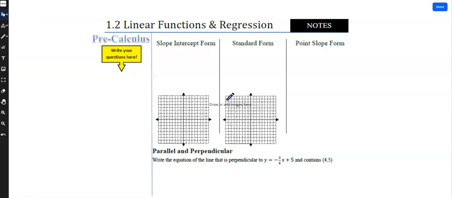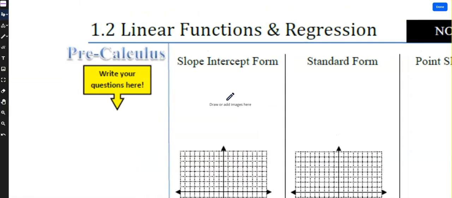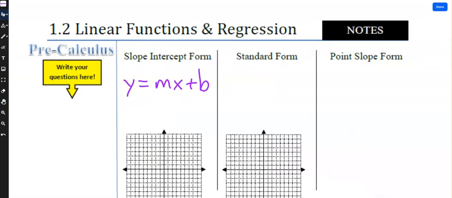So section 1, 2 notes. This one should be fairly obvious because you dealt with it yesterday. Y equals mx plus b. I mean, these all should be a trip down memory lane since you took algebra 2 and algebra 1.